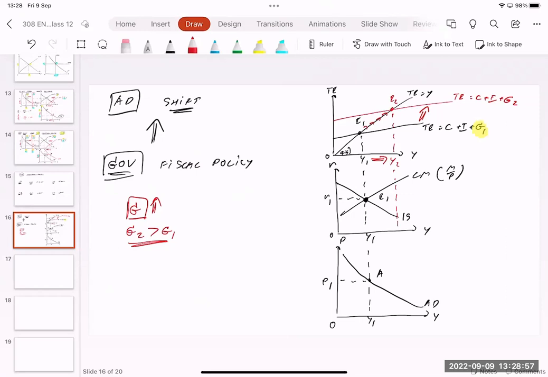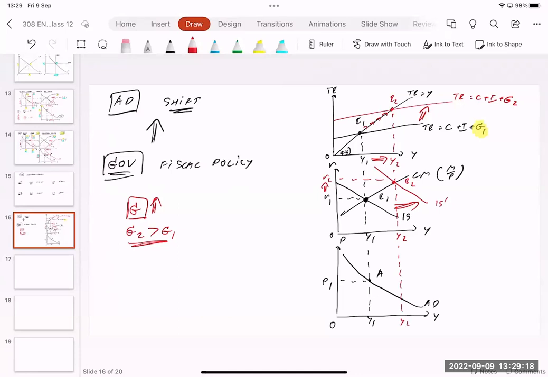And then as you can see over here, when the equilibrium point in the output market changes, it is going to affect the IS curve. So in this case, the IS curve shifts to the right from E1 to E2. The real interest rate goes up from R1 to R2. Okay, link it down.